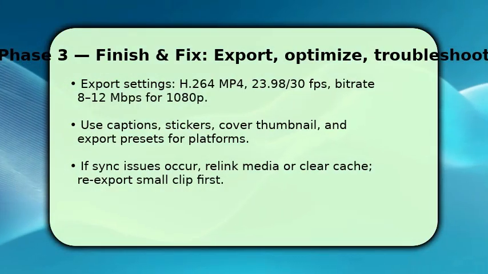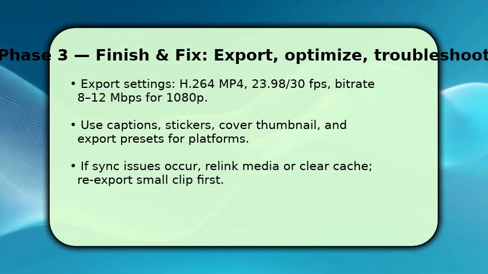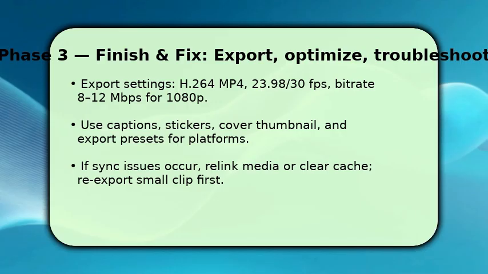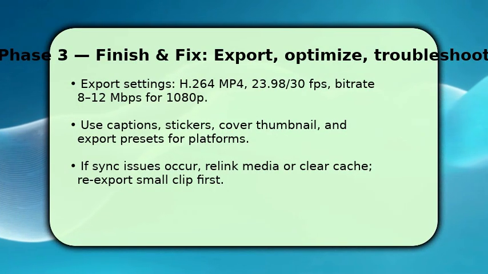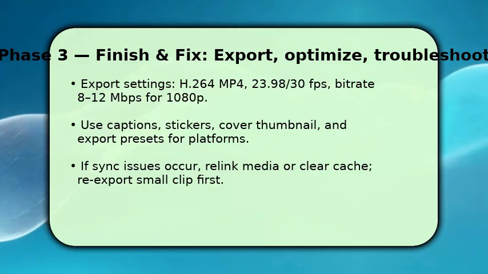Pick H.264 MP4, match project frame rate, and choose a bitrate that balances quality and file size. Add captions and a strong thumbnail inside CapCut, then save an export preset for repeatability. Once exported, review the whole video on a phone to confirm audio levels and frame composition.